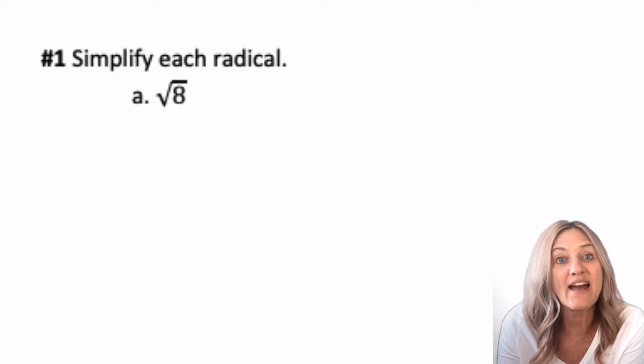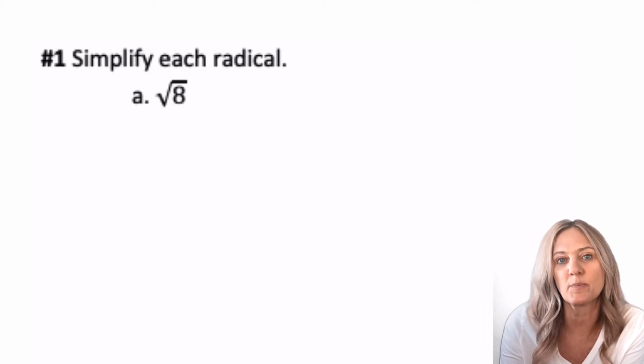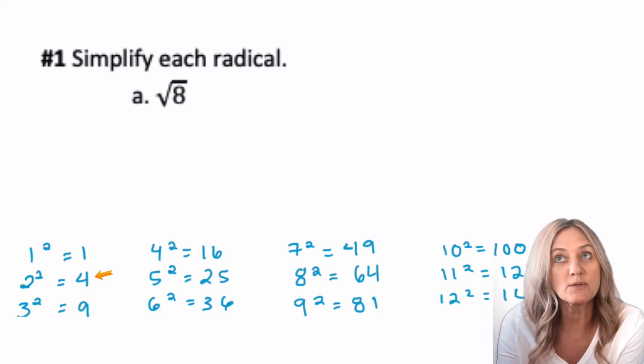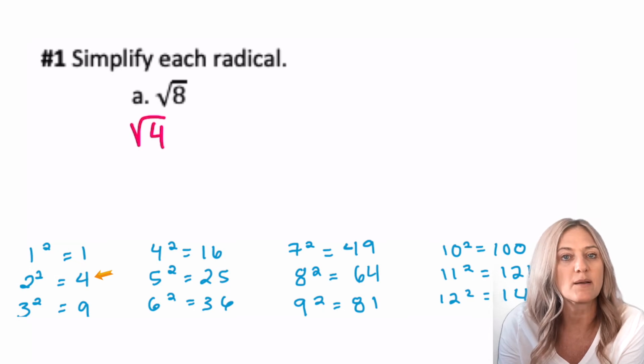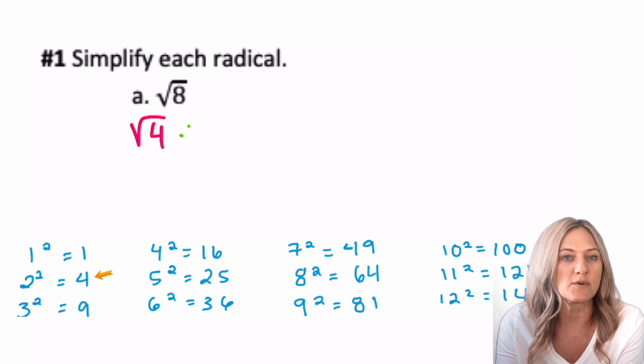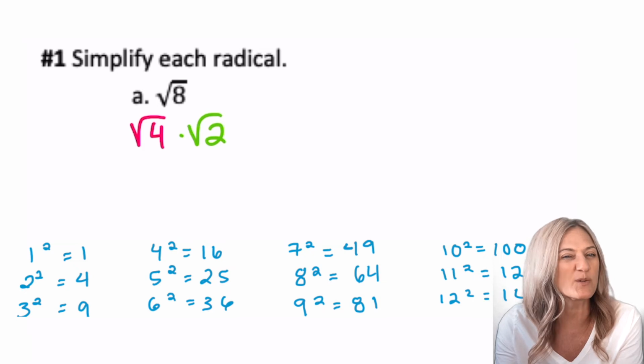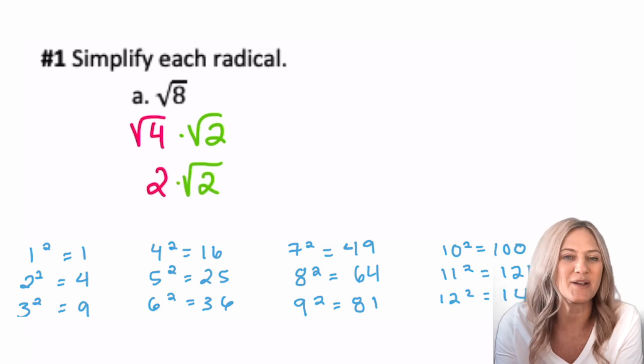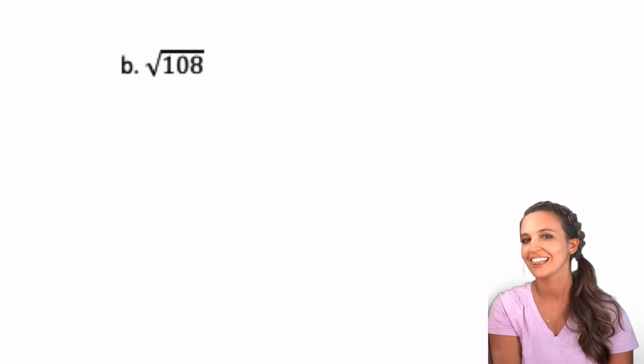Let's break it into factors, but I'm looking for factors that are perfect squares. 4 times 2 is 8, so square root of 4 times square root of 2. Square root of 4 is 2, and the square root of 2 is not a perfect square, so it stays in the square root.